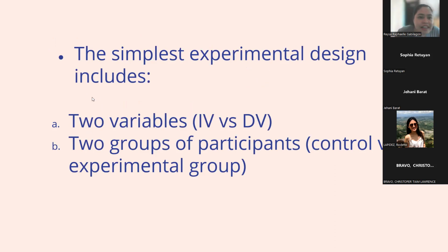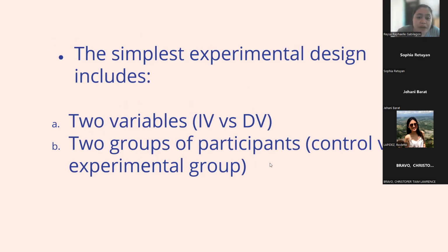Anyway. Now, take note of this. The simplest experimental design includes the following. I have mentioned already 2 variables a while ago. That's the IV and the DV. Let's not dig deeper into that. We are done with our discussion. But the other one is we have 2 groups of participants.